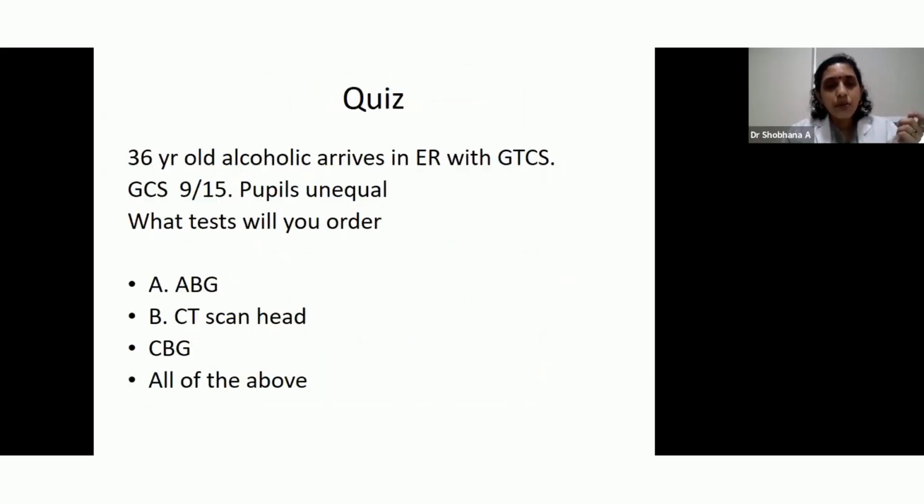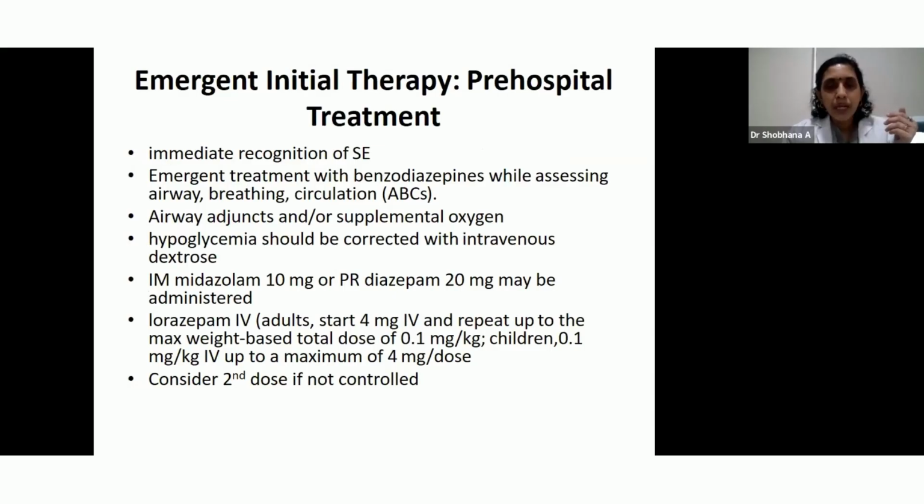Now, a 36-year-old alcoholic arrives in the emergency with GTCS and a GCS of 9, pupils unequal. What test will you order? ABG, CT scan, CBG? Which one preferably, or all of the above? I would say all of the above, because there is every chance that he may have a subdural, he may have hypoglycemia, he may have hypoxia, so all of the above.